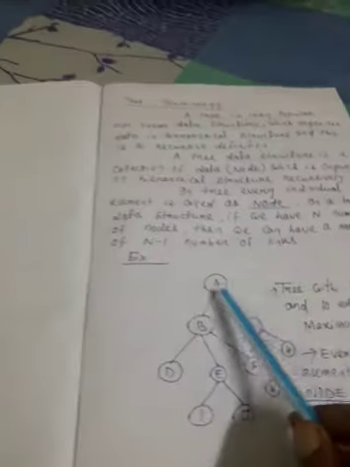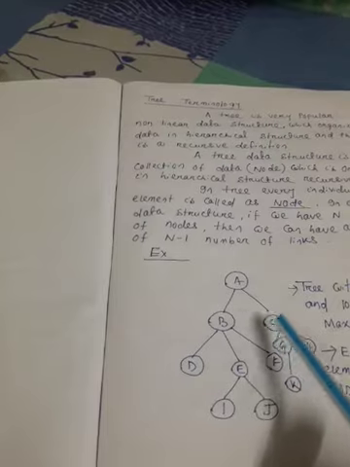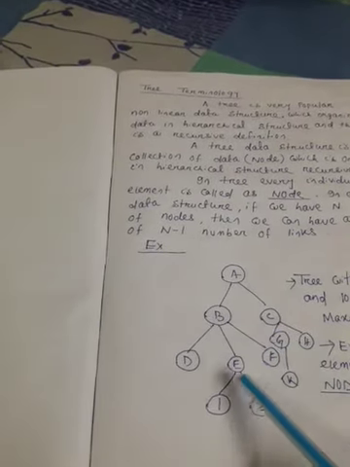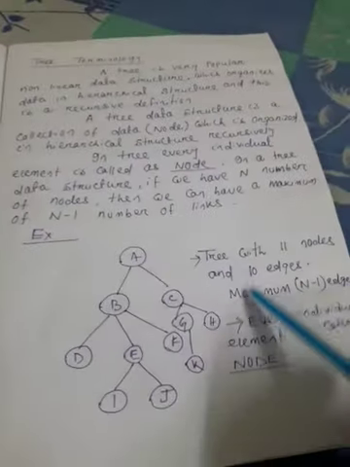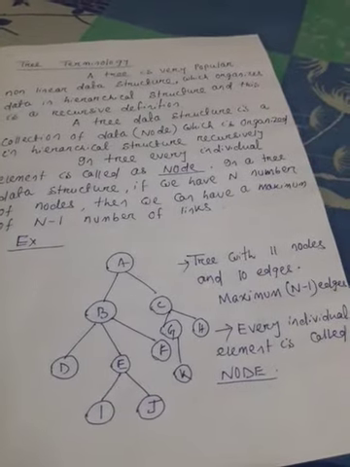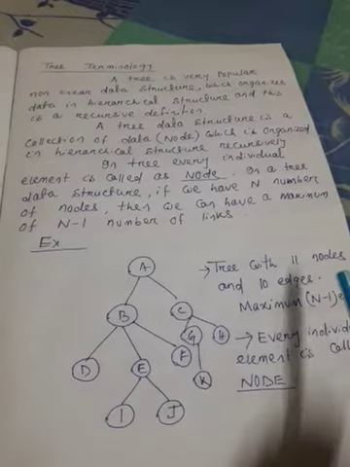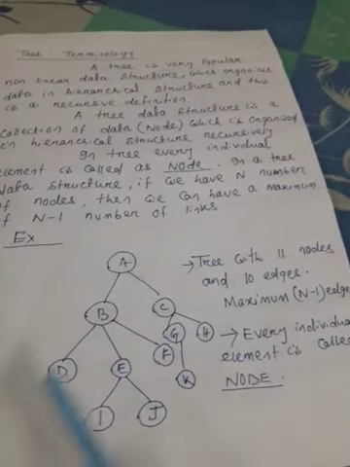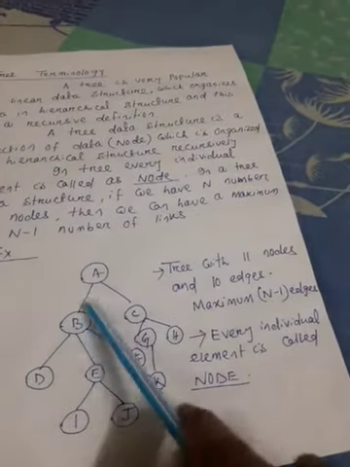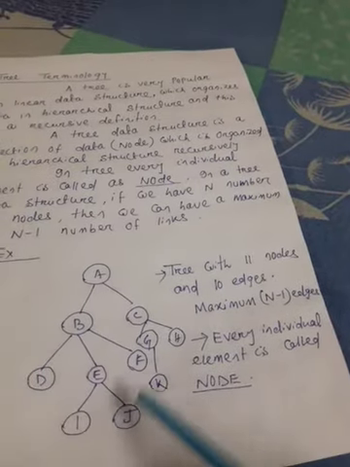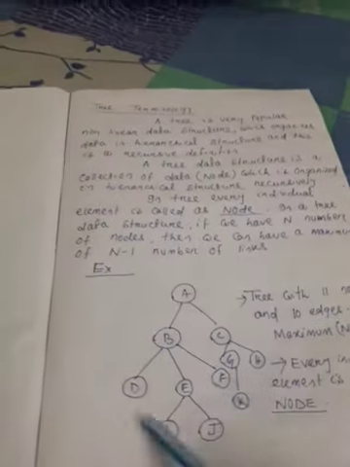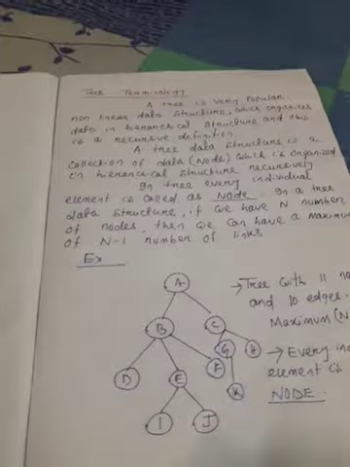See here, how many edges are there? 1, 2, 3, 4, 5, 6, 7, 8, 9, 10. So 10 edges are there. A maximum of n minus 1 edges is present in this tree. Every individual element, that means A, B, C, D, are known as nodes. In this case there are 11 nodes.